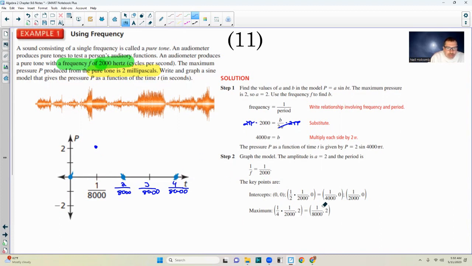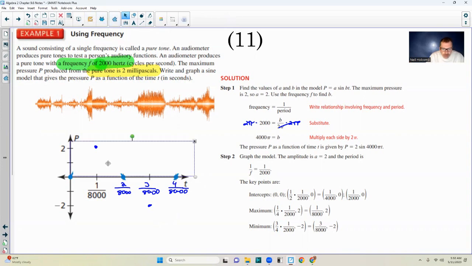The minimum is going to be 1/8000, comma negative 2. So 3/4 times 1/2000 is 3/8000, comma negative 2, which would be down here. So then if I were to graph all of this, it would look like that.